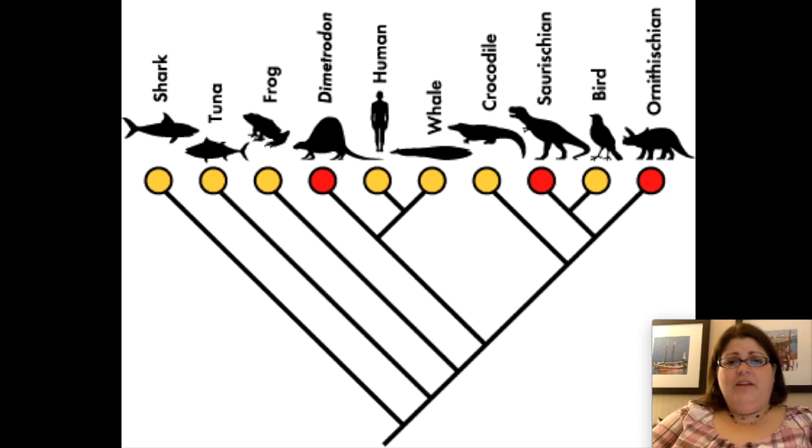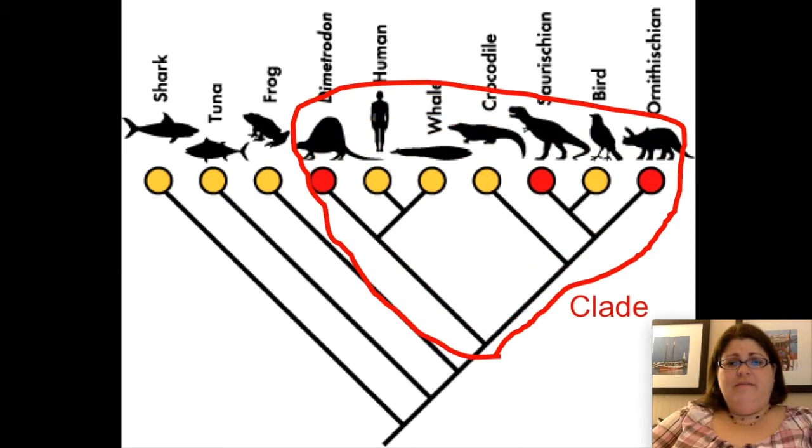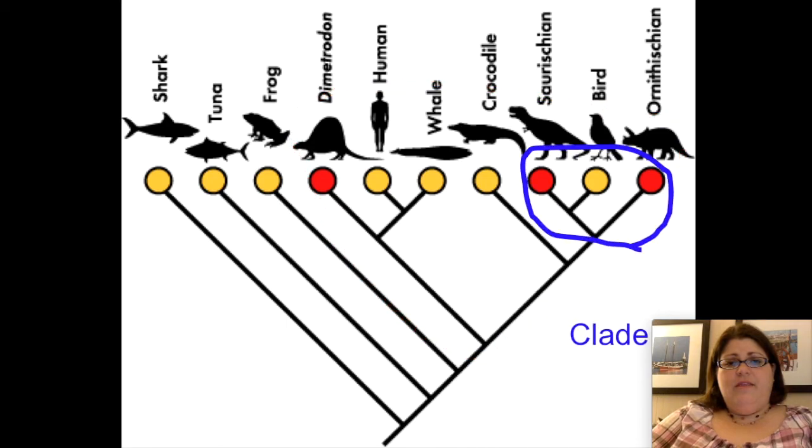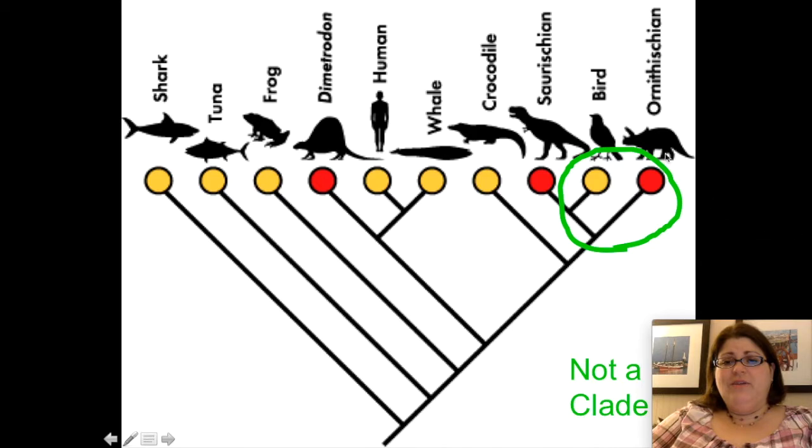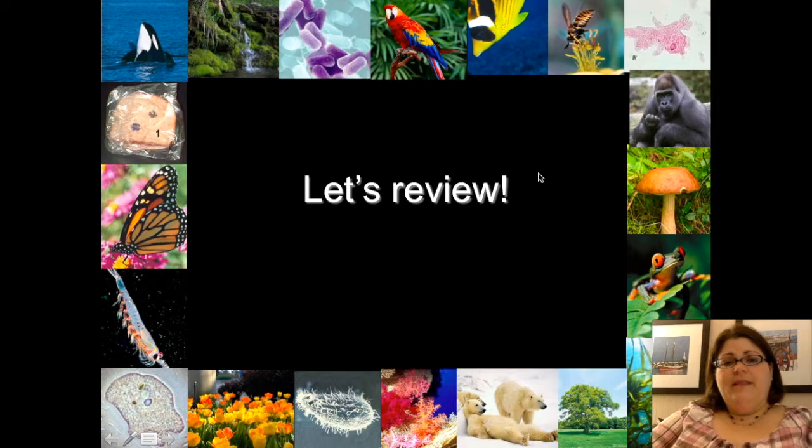So when we look at our clades, this is a clade, this is a clade, but even though these two are right next to each other, they're not a clade, because the most common ancestor would have been down at the bottom here, which means we have to include the T-Rex or the Saurian dinosaurs. Let's take another moment and review.